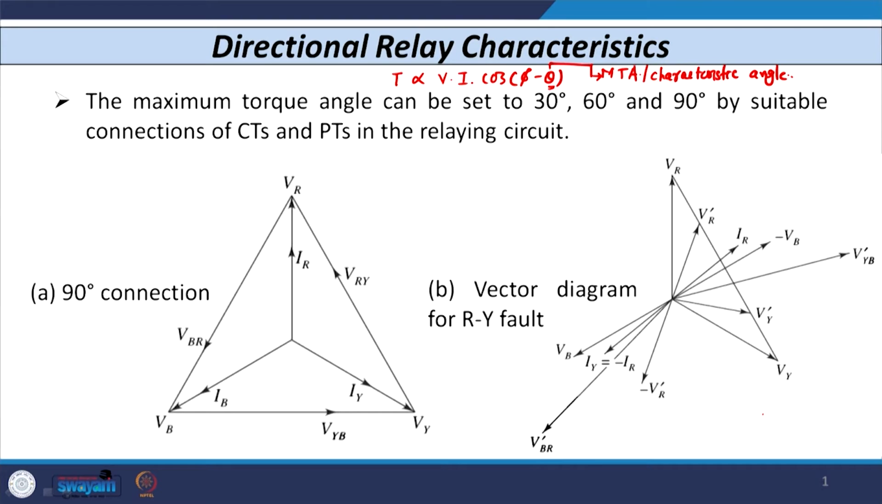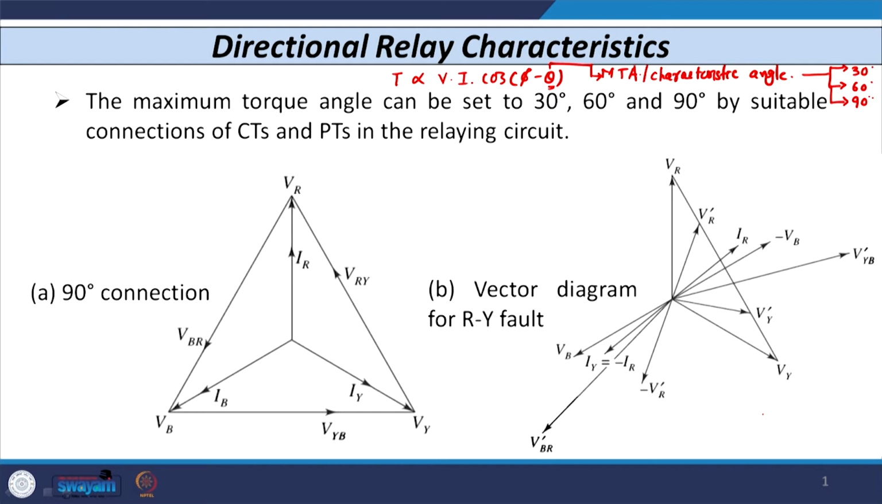So, I told you that whenever a fault occurs, the value of phi varies from 70 to 90 degrees. In order to achieve the maximum torque, so that the relay operates for all fault conditions, we have to adjust theta, and we can carry that out by adjusting or connecting the CT and PT such that we can change the value of theta. And I told you this theta can be changed; either we can set 30 degrees, 60 degrees, or 90 degrees.